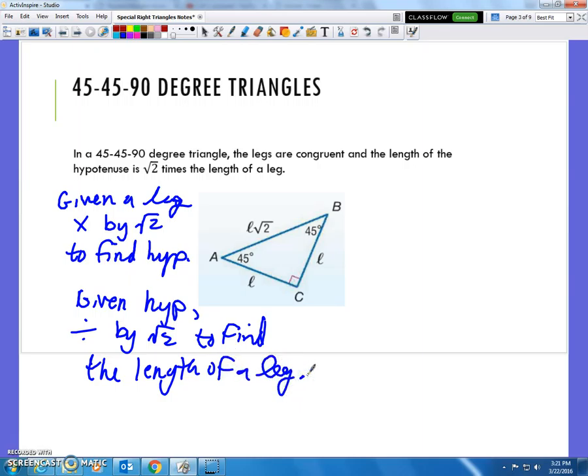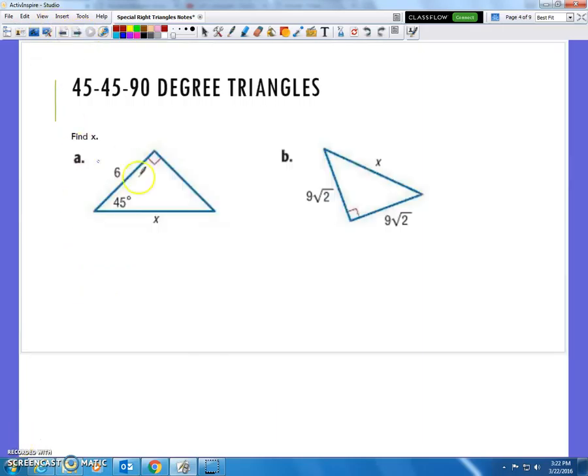All right, so that's basically what we need to know about 45-45-90 degree triangles. There's a relationship between the legs and the hypotenuse. So let's take a few examples here of 45-45-90 degree triangles. And remember, the way to tell the difference between a leg and a hypotenuse is that the hypotenuse is across in a right triangle from the 90 degree angle, and in all triangles in general, across from the biggest angle of the triangle. But in a right triangle, obviously the 90 degrees is always the biggest angle.